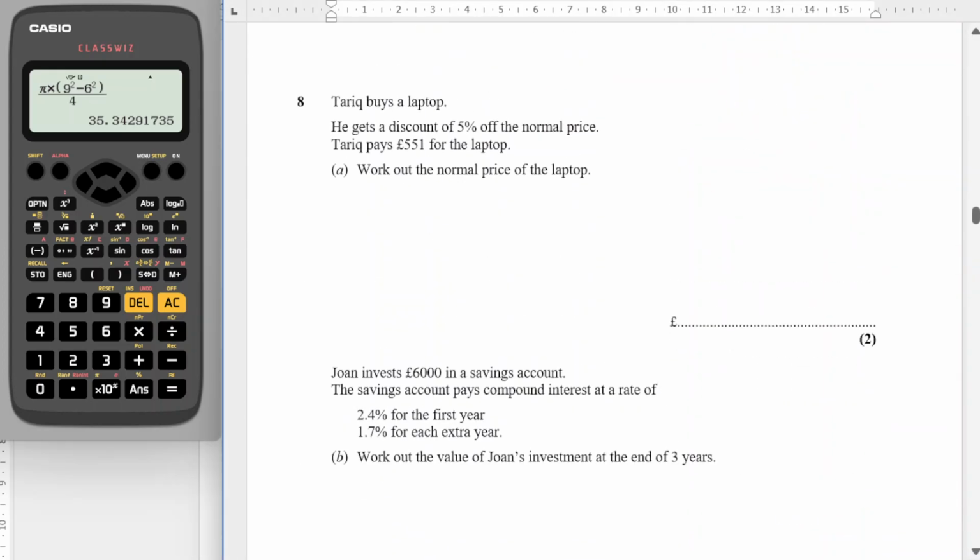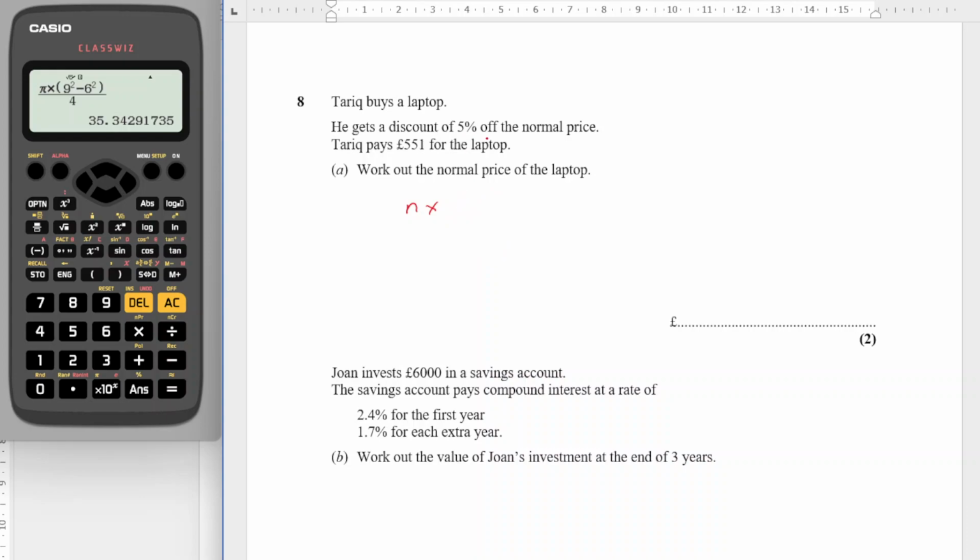Okay, question 8. Tarek buys a laptop. He gets 5% off the normal price. Tarek pays £551 for the laptop. Work out the normal price of the laptop. Well, the normal price times by 1.05, that's the 5%. Sorry, I've done that the wrong way around.